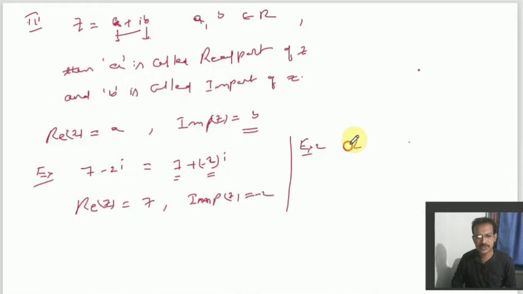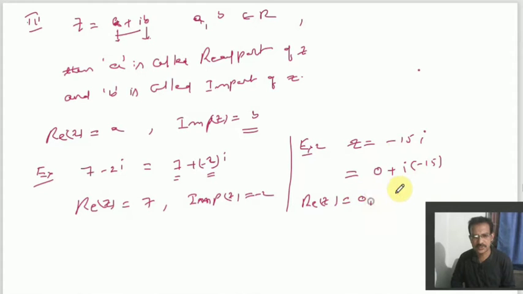Suppose another example 2, a number z is equal to minus 15i. What is the real part of z and imaginary part of z? Whenever a number is given in this form, immediately write it in the form of a plus ib. That means a is 0, so 0 plus i into minus 15. Here real part of z is equal to 0 and imaginary part of z is equal to minus 15.